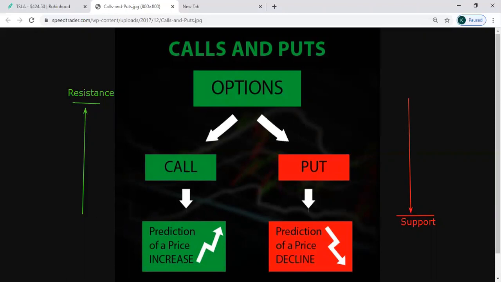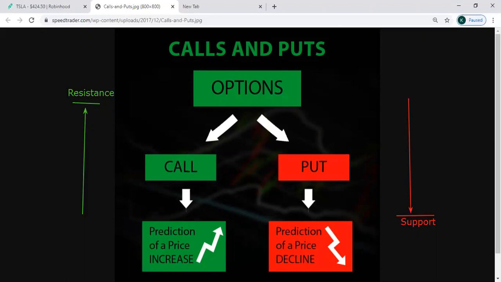Now here we're going to be talking about options and different types of options, calls and puts. Now a call is essentially a prediction of a price increase in the market. What this call really means is that when stock value is going up and it hits a certain point which we call the resistance, that is when we decide we want to put in calls for that certain stock.